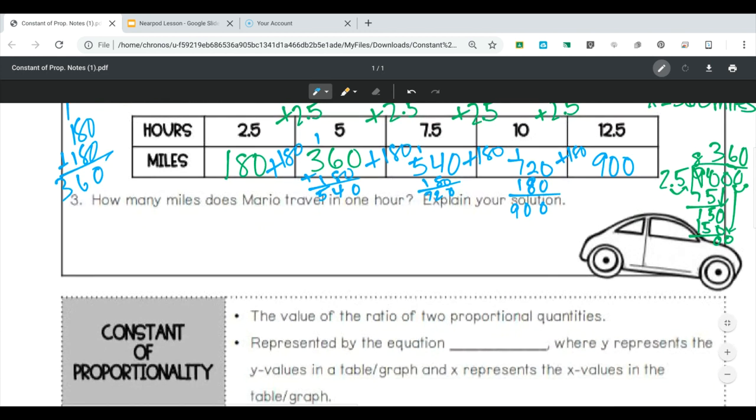So let's go down to number 3. How many miles does Mario travel in just 1 hour? Okay, we did an example about this yesterday. If we know that in 2.5 hours, let's do that reversed. We know that he traveled 180 miles in 2.5 hours.